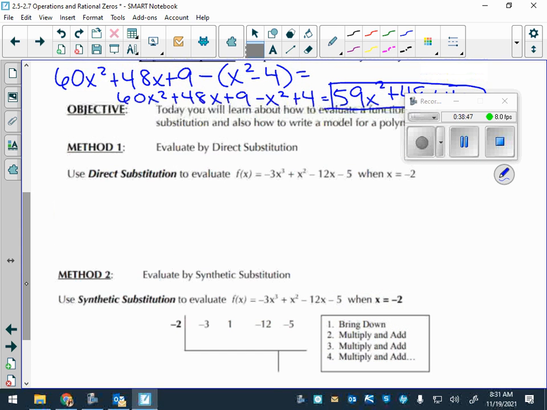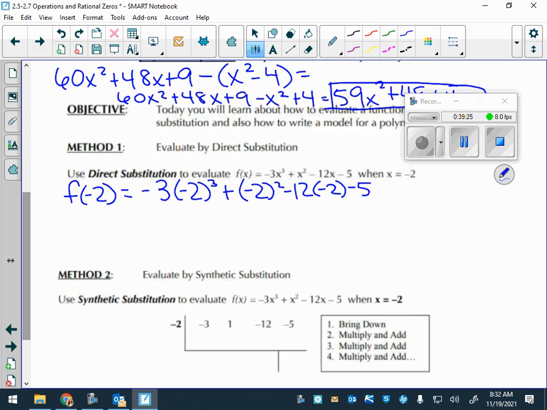Anytime it says direct substitution, or in this scenario, negative 3x cubed plus x squared minus 12x minus 5 when x is equal to negative 2. So what would you have to do then? Good. We're used to this looking like f of negative 2 in function notation. So that means everywhere we see an x, we're substituting in negative 2.